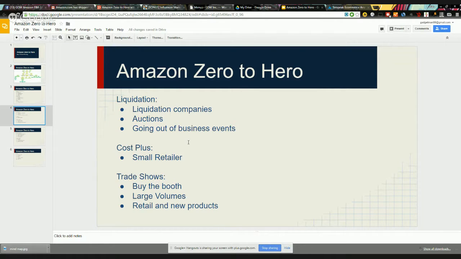So all right, here's how it works. Cost plus works like this. You don't want to do this with, say, Sam's Club, and I like to use them a lot, so I'm not really picking on them.